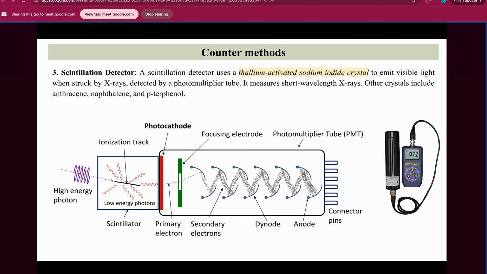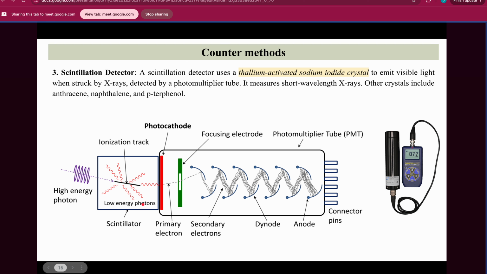In the previous case, it was the electrons or the pulse which was generated, whereas in this case the visible light intensity will be captured, and that will tell you the dosage of the X-ray radiations which are hitting this particular thallium activated crystal. Other crystals include anthracene, naphthalene, and p-terphenyl. There are different choices of crystals depending on how they generate visible light. Based on that, we can use different types of crystals. Now this shows that a high energy photon is coming, and these are the low energy photons.